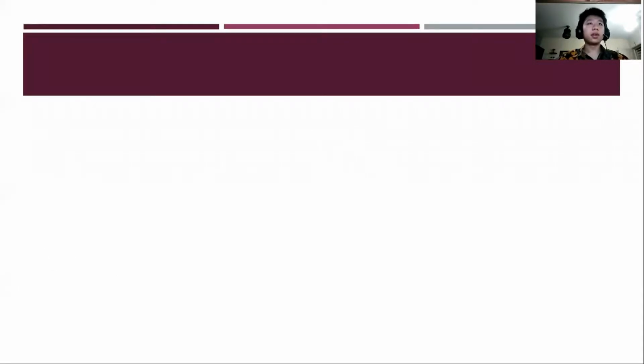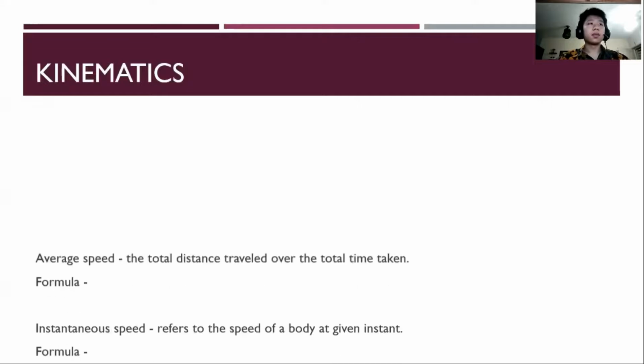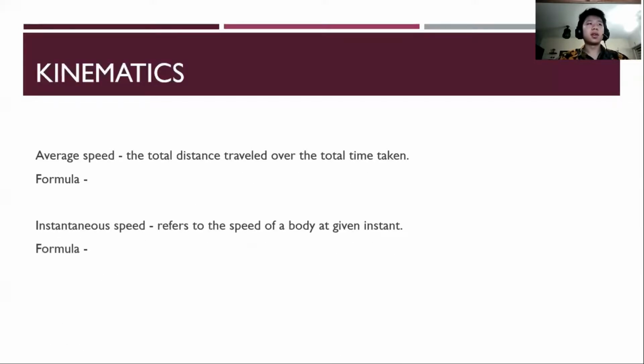And next, there are average speed and instantaneous speed. Average speed is the total distance traveled over the total time taken. The formula is v average equals sigma s over sigma t. Sigma is the sum of. And then instantaneous speed refers to the speed of a body at a given instant. The formula is v instant equals delta s over delta t.